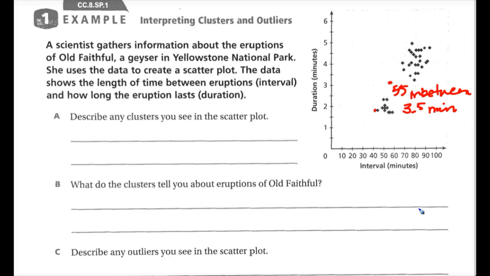Okay, so again, when the interval is between two eruptions, this doesn't necessarily go in order. So they're just saying when there were 40 minutes in between eruptions, the eruption only lasted just under 2 minutes. Up here, when there were 90 minutes in between eruptions, you're looking at about 4.5 minutes. Okay, so that's how to read this graph.